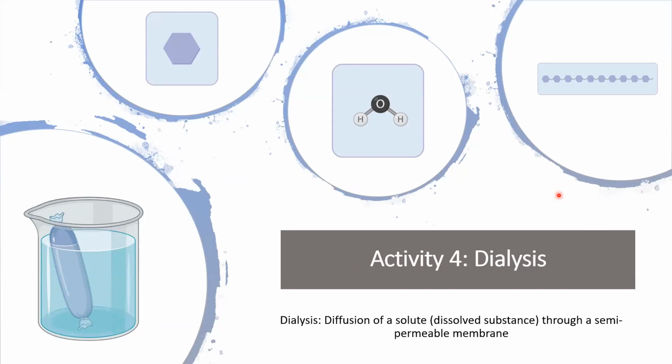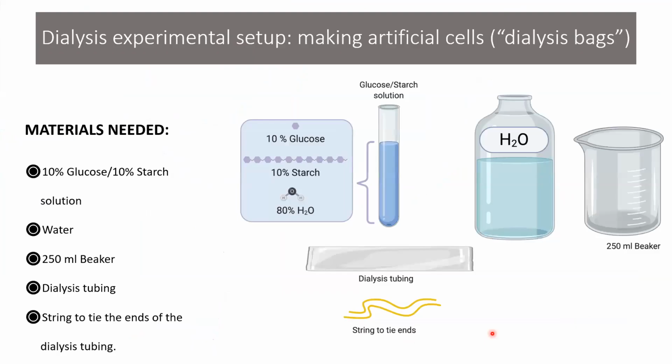Activity 4, you would be observing both dialysis and osmosis. So dialysis is the diffusion of a solute through a semi-permeable membrane. And to do this, you would use dialysis tubing. And this dialysis tubing is what's going to represent your semi-permeable membrane. You're going to add this glucose starch solution to this dialysis tubing. So you'll pour it inside this little bag. And you basically have to think, what's going to happen? Do I think glucose is going to leave the dialysis bag, starch, or both?